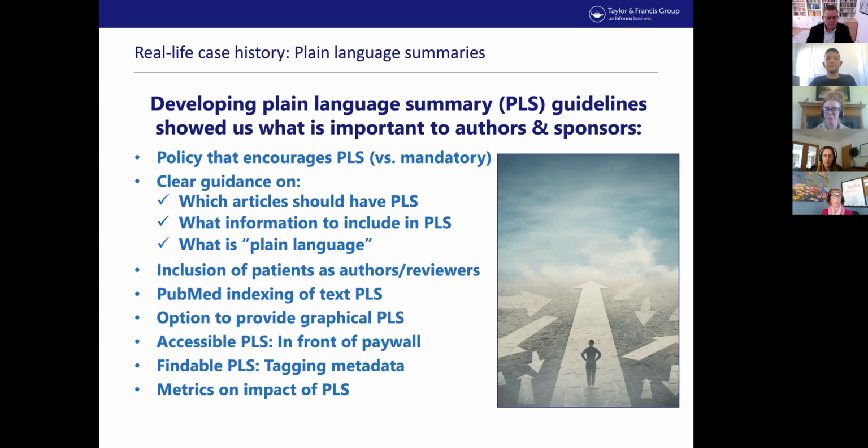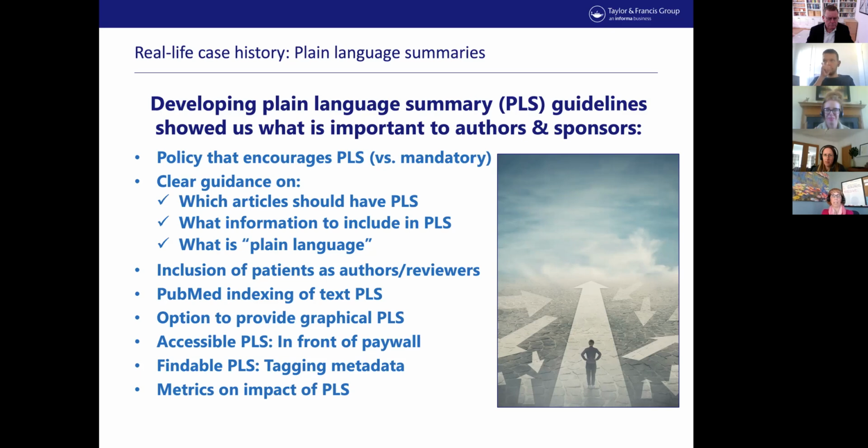And this slide shows some of those things that stakeholders found important, which included policies that encouraged PLS versus policies that made them mandatory, clear guidance on which articles should have a PLS versus what should be included in a PLS, and in addition, what was plain language. They also wanted to know where we stood on the inclusion of patients as authors and peer reviewers. They wanted to make sure we could index PLS on PubMed, which was pioneered by ADIS. And they wanted to also have the option to provide graphical PLS in addition to a text PLS.